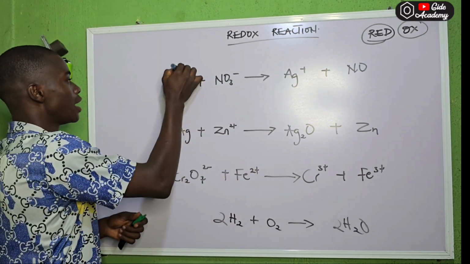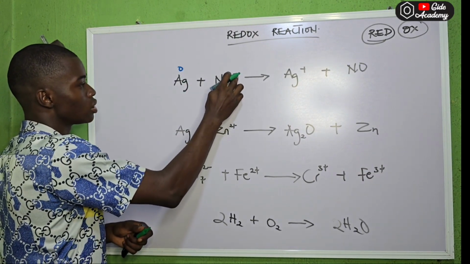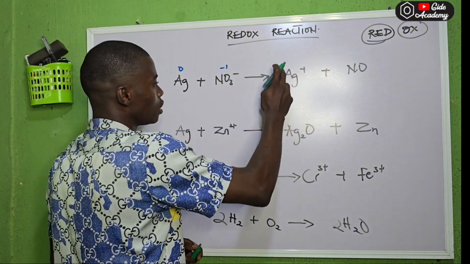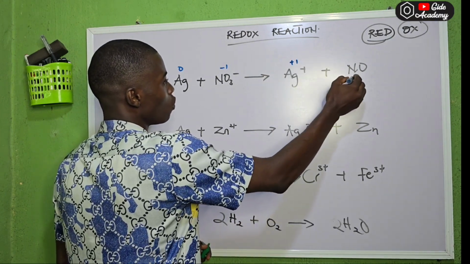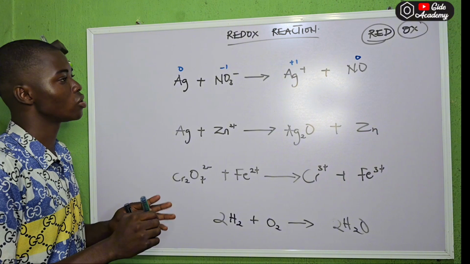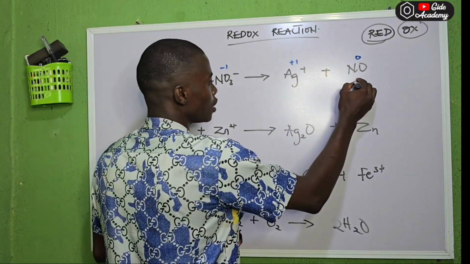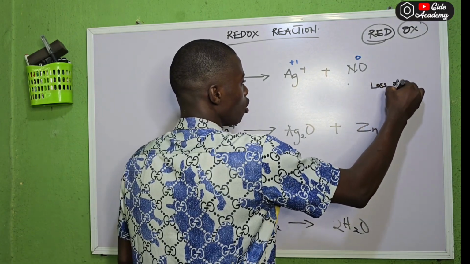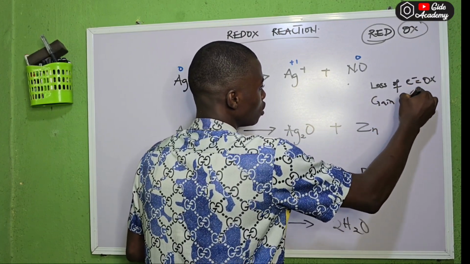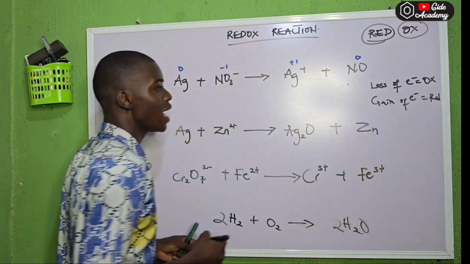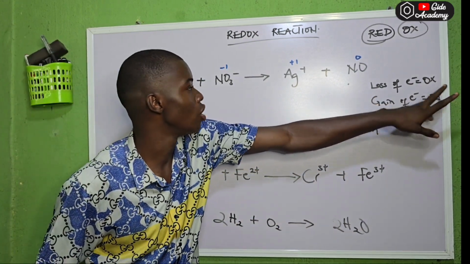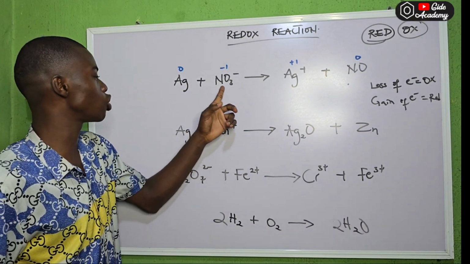So silver here is 0, NO3 minus here is -1. That's for the whole compound here. Silver here, which is silver plus, is +1. While NO is a neutral compound, so the answer is 0. What I want you to take note of is that whenever we talk about loss of electrons, that is oxidation, and gaining of electrons explains what? Reduction. So whenever electrons are lost, your answer should be oxidation, and whenever electrons are gained, your answer should be reduction.